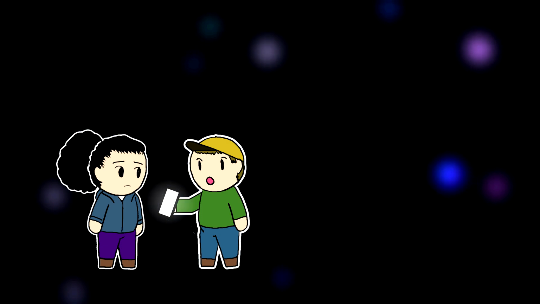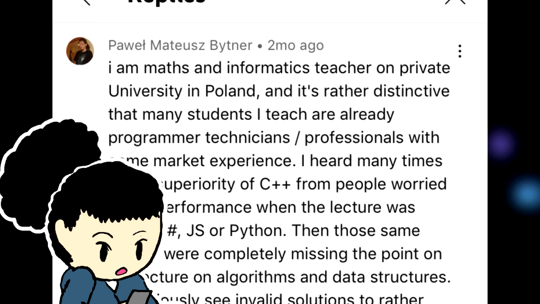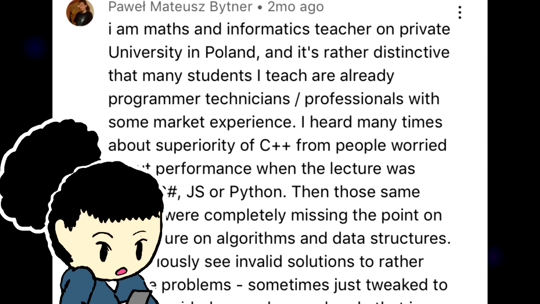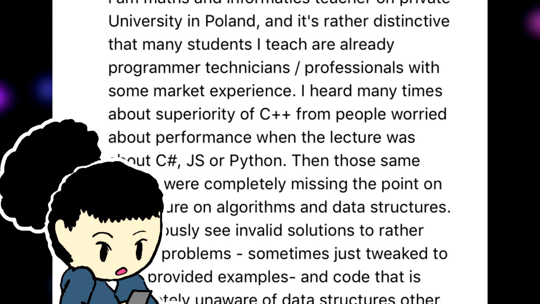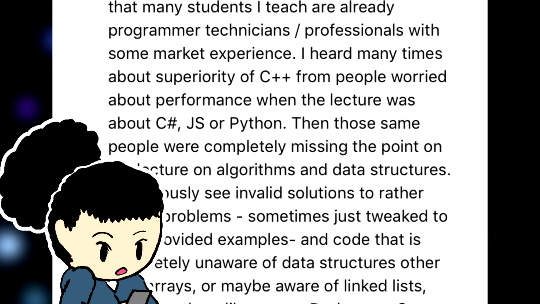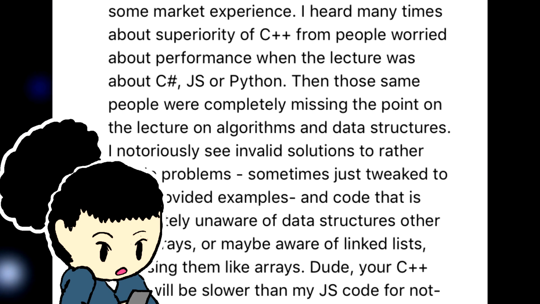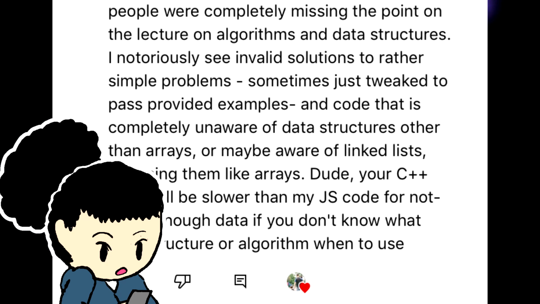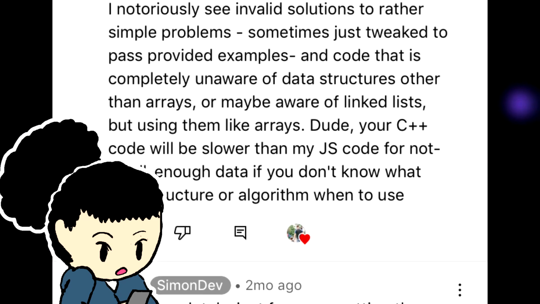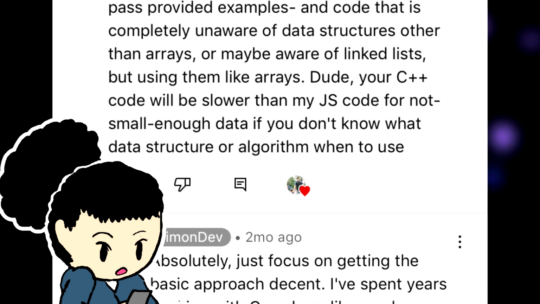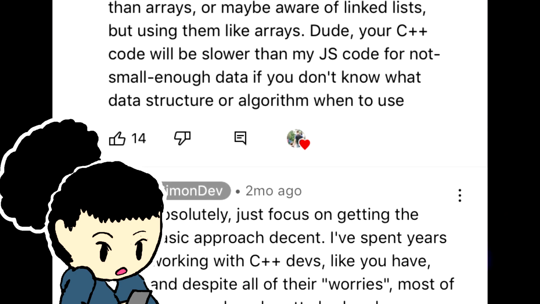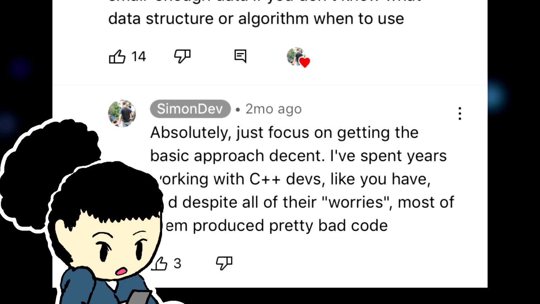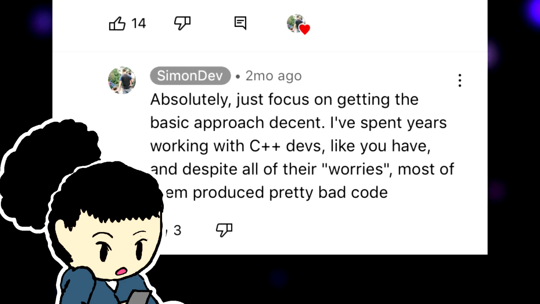Look, I read this thing. I am a maths and informatics teacher at a private university in Poland, and it's rather distinctive that many students I teach are already programmer technicians or professionals with some market experience. I heard many times about the superiority of C++ from people worried about performance when the lecture was about C#, JavaScript, or Python. Then those same people were completely missing the point on the lecture on algorithms and data structures. I notoriously see invalid solutions to rather simple problems, sometimes just tweaked to pass provided examples, and code that is completely unaware of data structures other than arrays, or maybe aware of linked lists, but using them like arrays. Dude, your C++ code will be slower than my JavaScript code for not small enough data if you don't know what data structure or algorithm to use when.